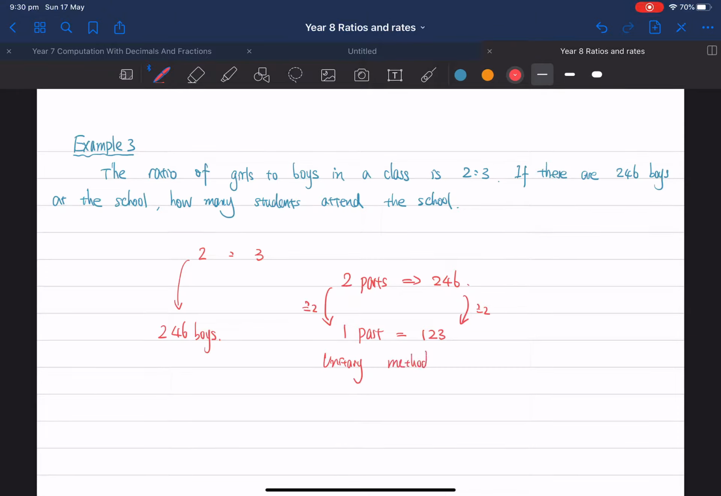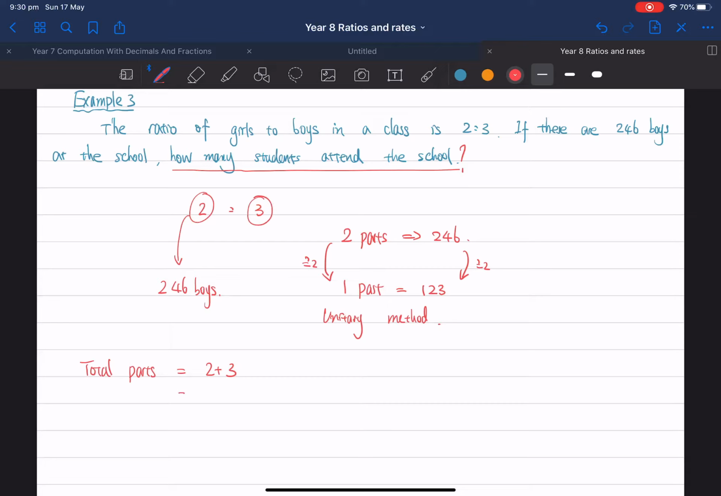Once we've finished that, we look at the question: how many students attend the school? The question asks you for the total number of students who attend the school. So all we need to do is work out the total parts. The total parts is 2 plus 3, because we've got 2 parts and 3 parts. So the total amount is 5 parts.